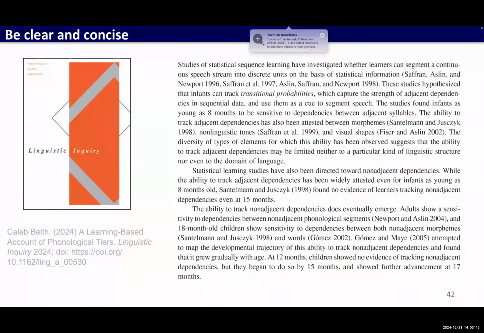So he reviews the literature on how children acquire knowledge about dependencies. And then here he talks about infants. Infant studies showed that they can learn adjacent dependencies, so they can learn something about this consonant appearing next to this vowel, but they cannot learn non-adjacent dependencies, so kind of ignoring consonants in the middle.